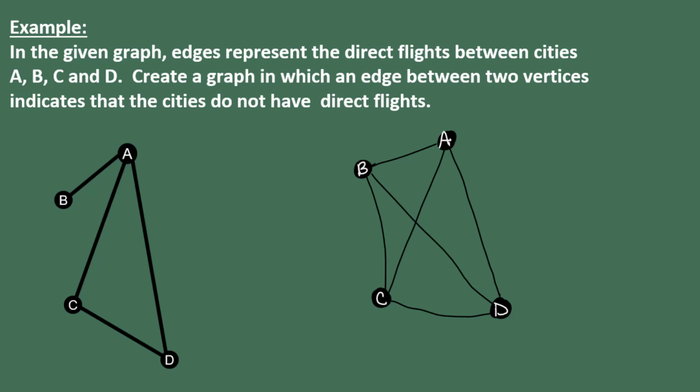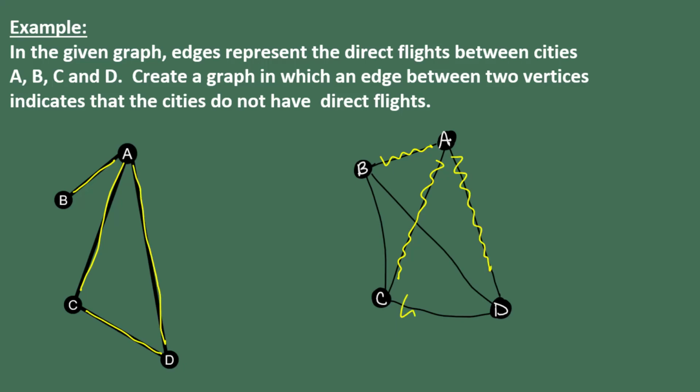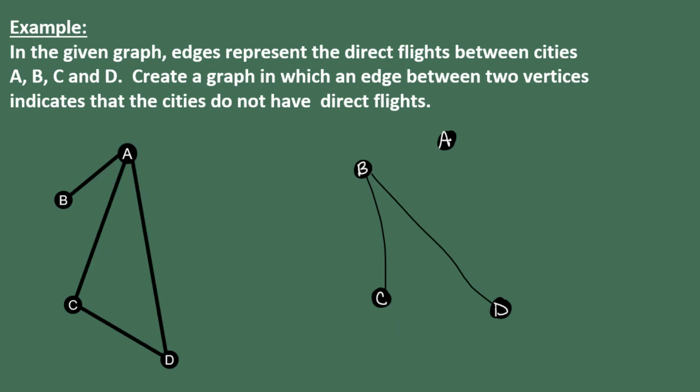And then I'm going to remove any edges that existed in the original graph. So I'm going to remove A to B. I'm going to remove A to C. I'm going to remove A to D. And I'm going to remove C to D. Okay, and what's left is a graph that shows which pairs of cities do not have direct flights between them. So there's no direct flight between city B and city C, and there's no direct flight between city B and city D. Notice that there's no city that city A doesn't have a direct flight to. This is the complement of the original graph.